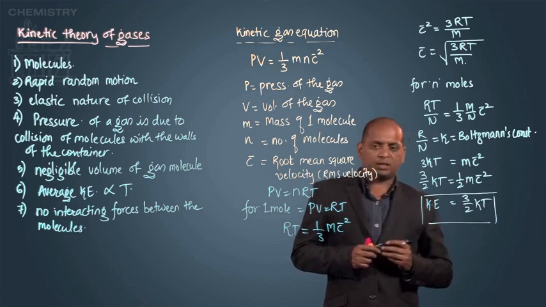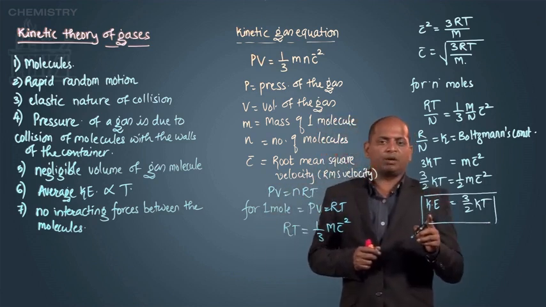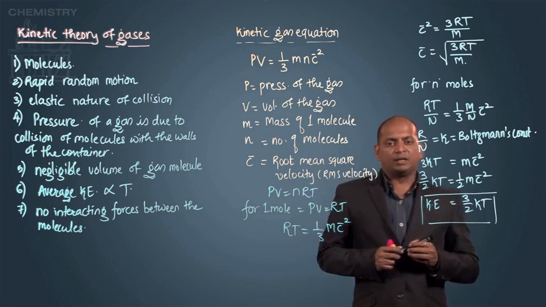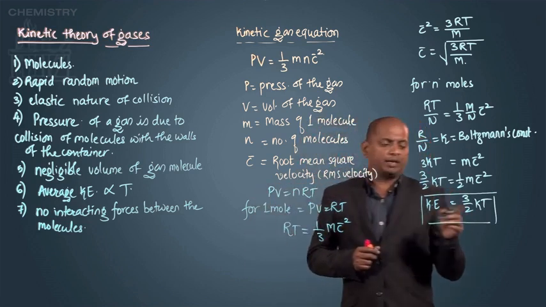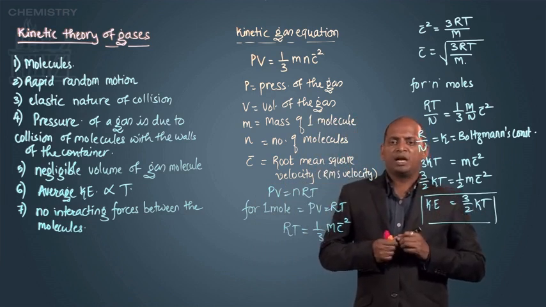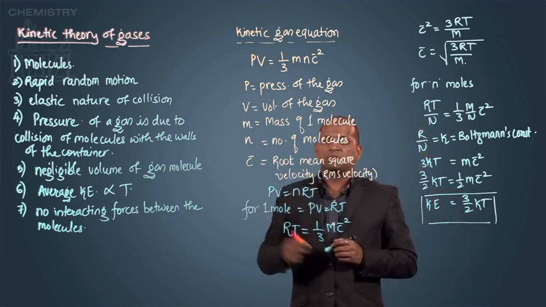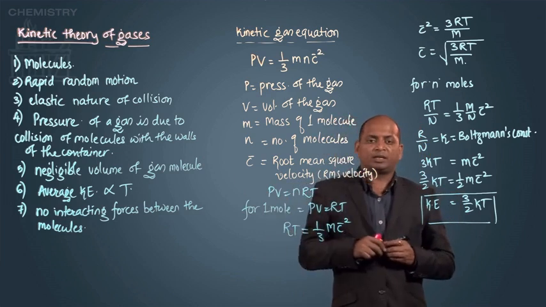So we got a relation that gives an idea about kinetic energy and temperature. Since k is the Boltzmann constant, kinetic energy is directly proportional to absolute temperature, which was assumed in the kinetic theory of gases.